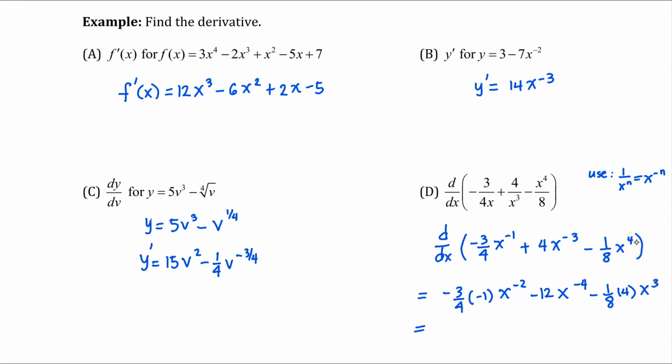And then you simplify further. So negative 3/4 times negative 1 is positive 3/4. So positive 3/4 times x to the negative 2 minus 12 x to the negative 4 minus 1/8 times 4 is 1/2 x cubed.